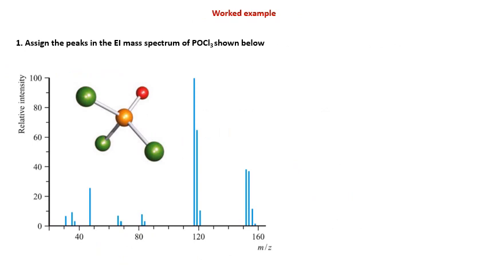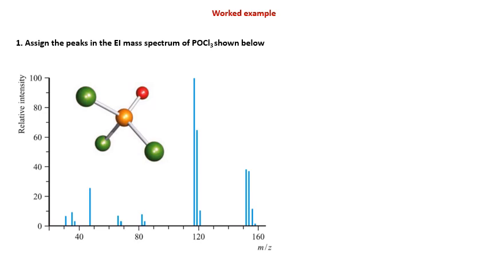Now coming to our first worked example, this is the mass spectrum of the small molecule POCl3. This is the phosphorus shown in orange color, the double bond oxygen in red color, and then three chlorine atoms shown in green color. The x-axis is the m/z and the y-axis is the relative intensity of this m/z value. Now you have to assign the peaks in this EI mass spectrum of the POCl3 molecule shown below.